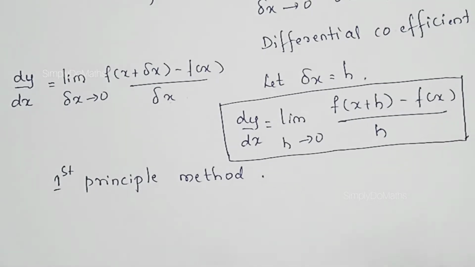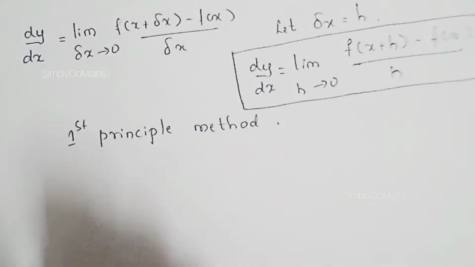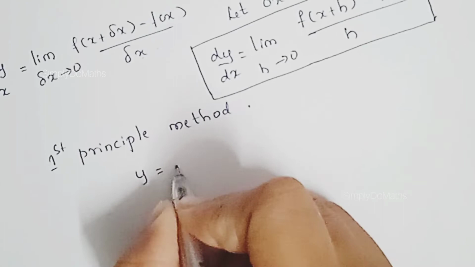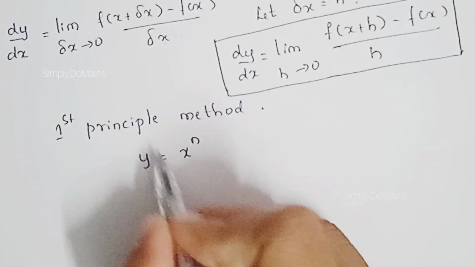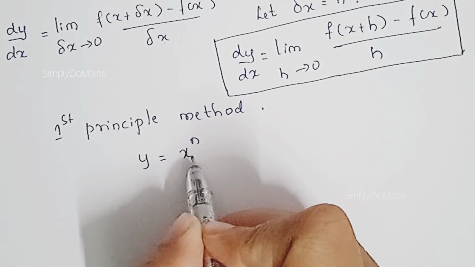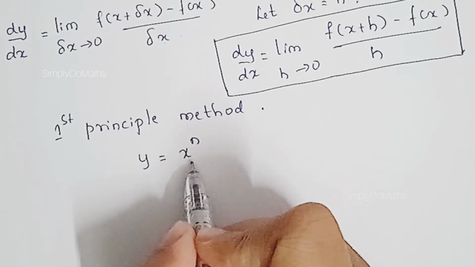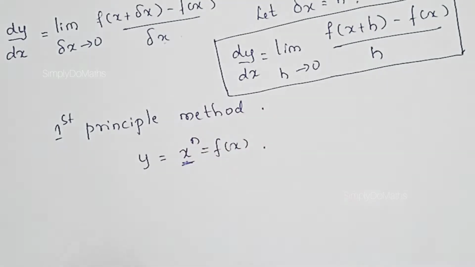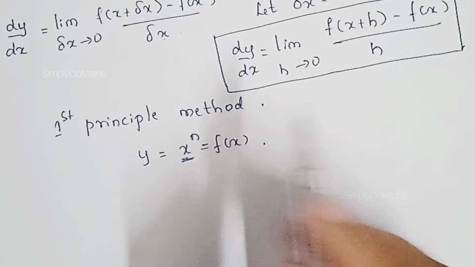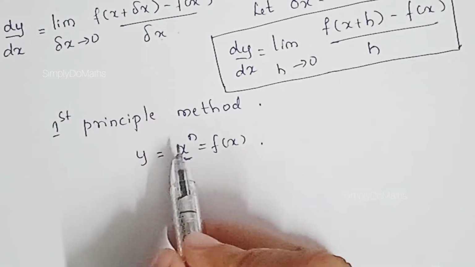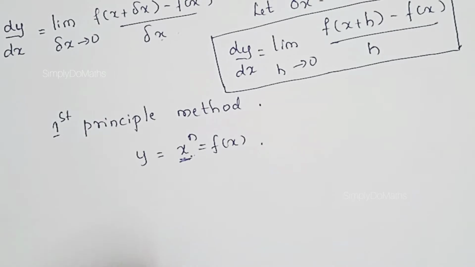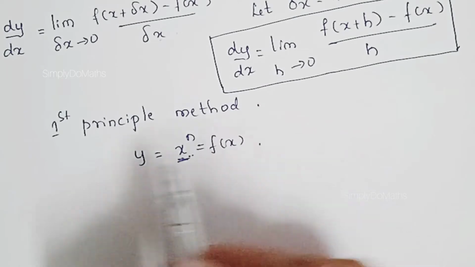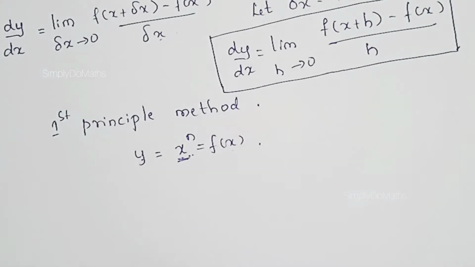So today let us solve one problem by using this method. Okay, let us have one function y as x raised to n. So you can notice here x raised to n is the function. Directly we can call this a polynomial, right, which is a function of x. You can write f of x here. So using this rule, we need to find the derivative of x raised to n. So by first principle method, we'll find out the derivative of y with respect to x.